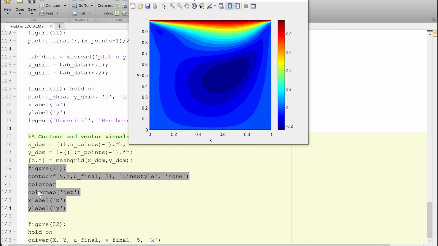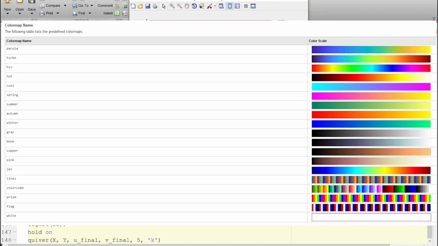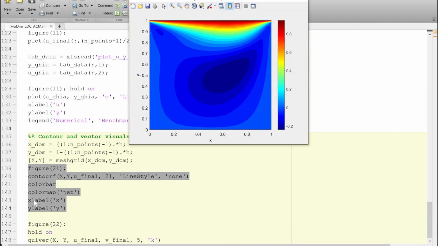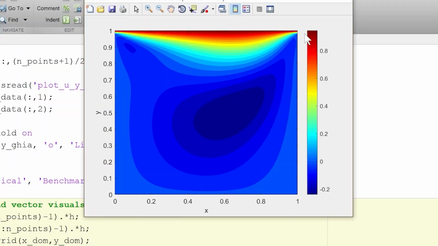What the colormap command does is, it uses this jet kind of color map and assigns it to the contour. There are a lot of color maps which you can go through on MATLAB's website, and I'll also put some on the screen for you to see. And again, I'm using xlabel and ylabel to label the corresponding axis. So you can see that this particular lid driven cavity problem has a top velocity of 1. So that is why you see a higher velocity here.